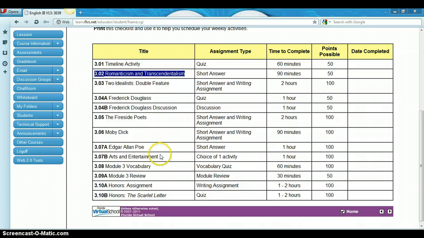Assignment 302 and 307A and B, you do not need to do the work for those because the standards addressed in the work have already been met in other assignments. I would encourage you to read the material so that you're familiar with it, but you do not need to complete the work for 302, 307A, or 307B. So that makes this module just a little bit shorter. Okay, so let's see what all it entails.